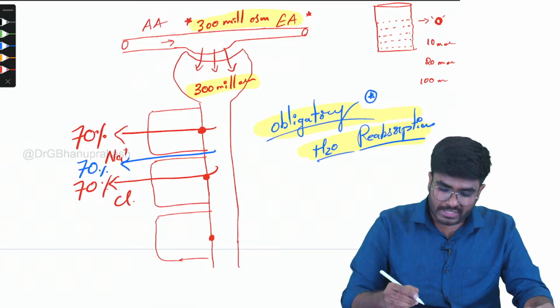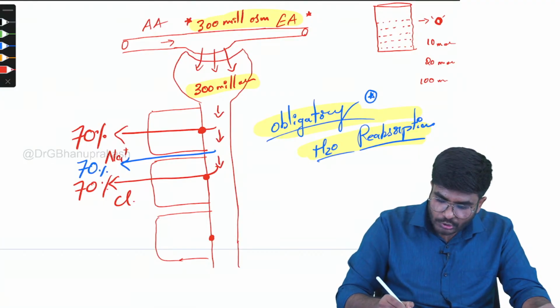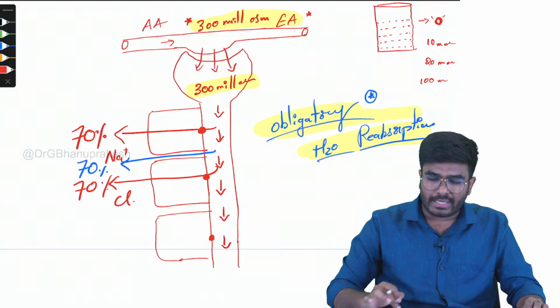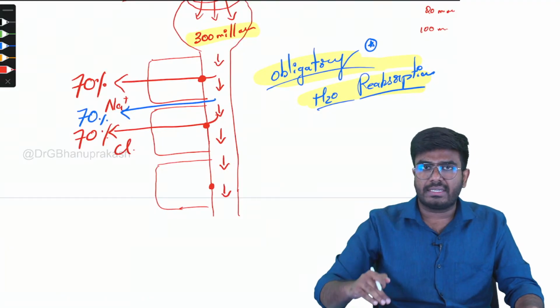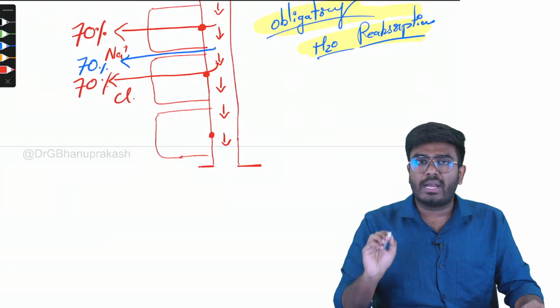Now, my question is, as the fluid is coming down, as this filtrate, this urinary ultrafiltrate, this primary urine, as this urine is moving down to the PCT, at the end of PCT, what is the osmolarity?